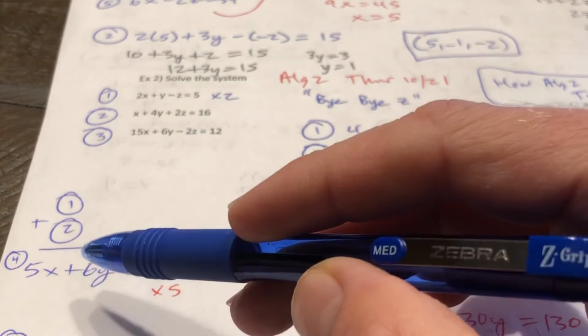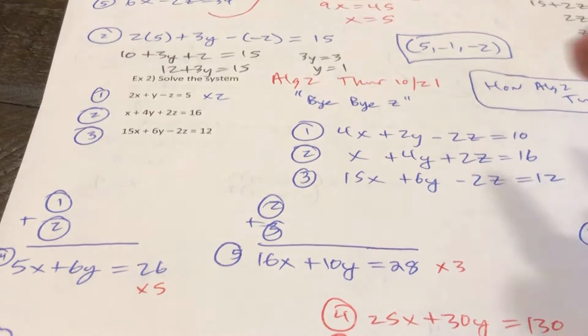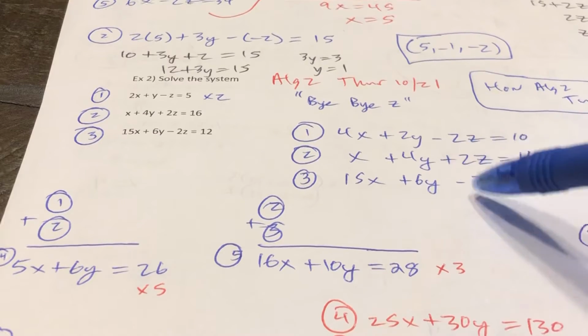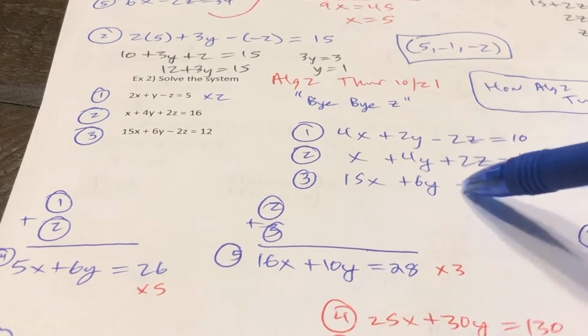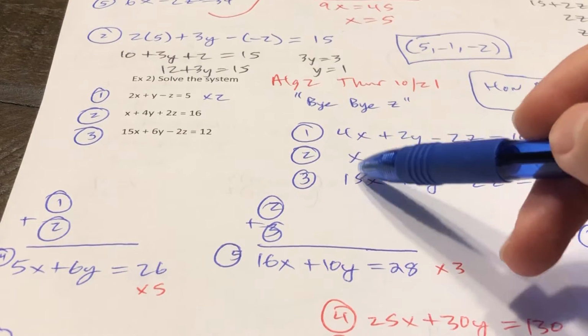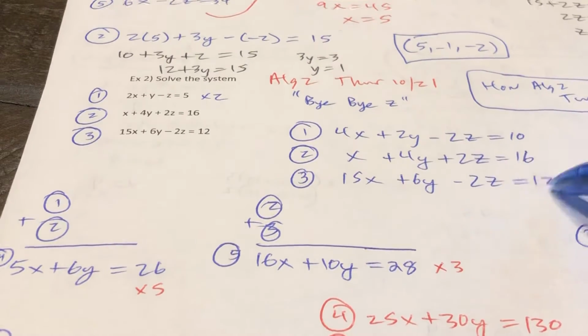That's my new equation 5. Now I put 1 and 2 together. I have to involve equation 3 somehow. So I'm going to put 2 and 3 together because I have opposite z's. So I'm going to add equation 2 and 3 together. I have opposite z's, so I'm going to add. If I add equation 2 and 3 together, I get 16x plus 10y equals 28.